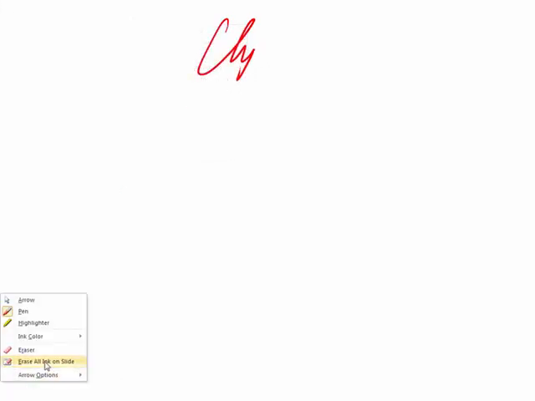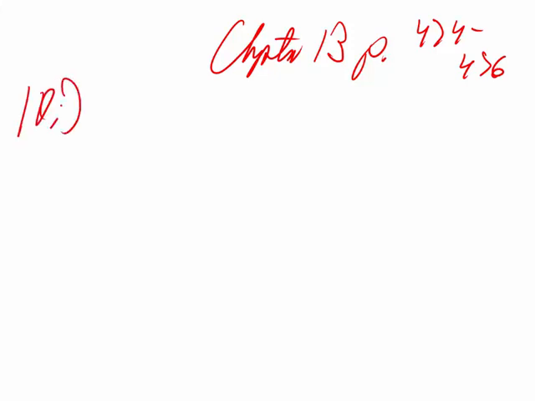All right, so let's look now. We've got chapter 13, pages 474 through 476. So let's look at number 10 to start with. We've got a 35 centimeter tall by 5 centimeter diameter cylinder beaker filled to the brim with water. What is the downward force of the water on the bottom of the beaker?